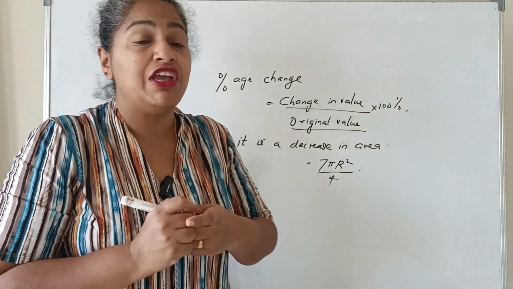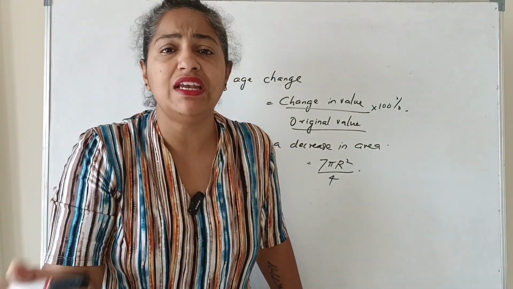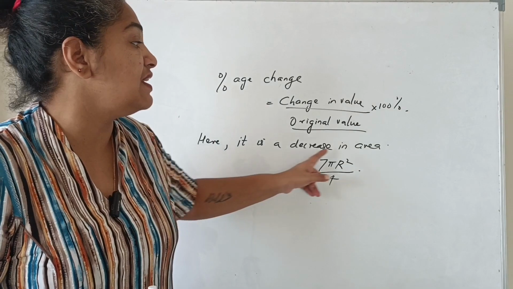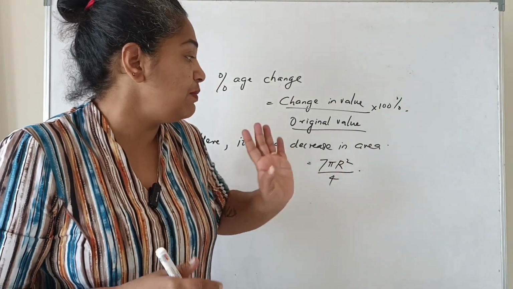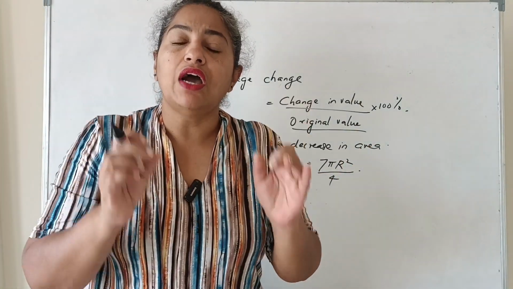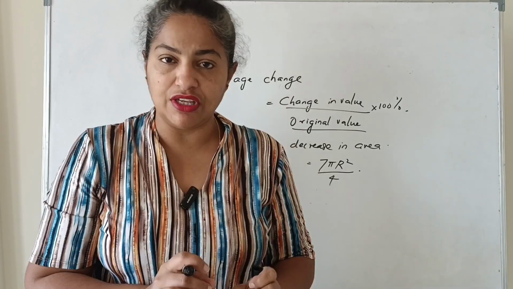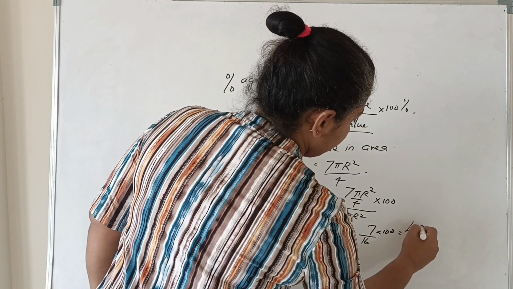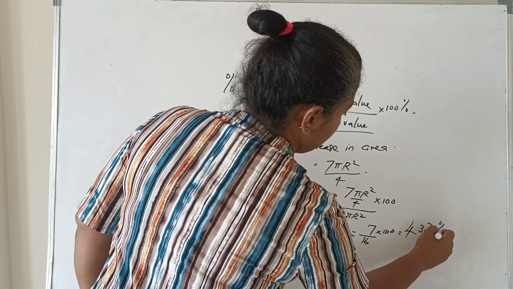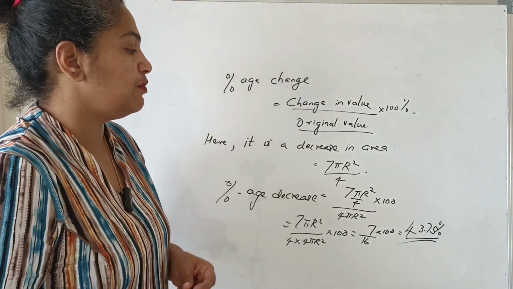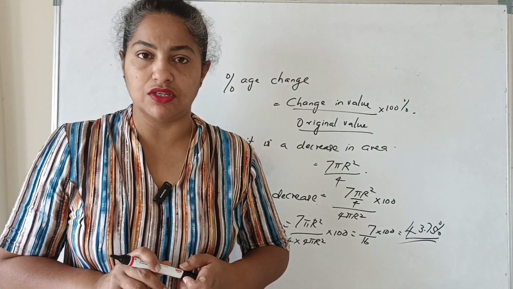Now when I am saying a change in value, it can be an increase or a decrease in the value. In this case, it is a decrease in the area. It is 7 pi R square by 4. So now let us calculate the percentage decrease. So as you can see, our percentage decrease in area is given by 43.75%.